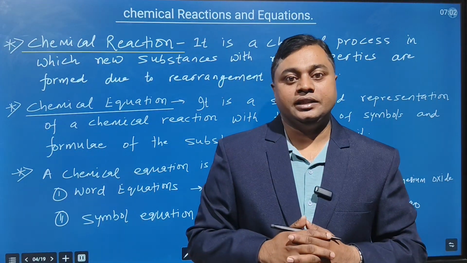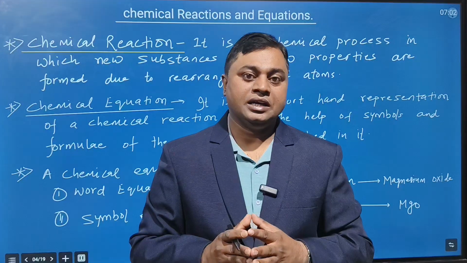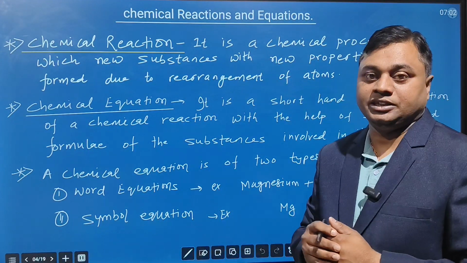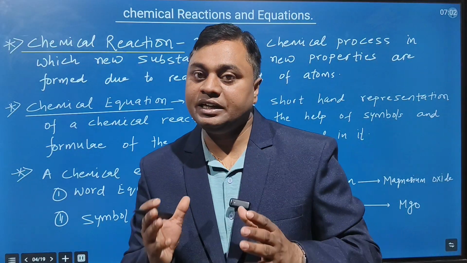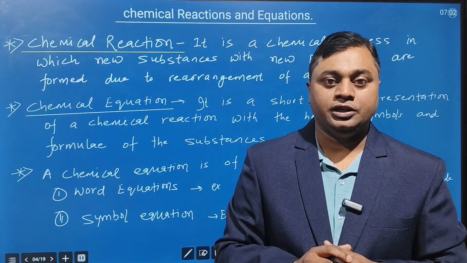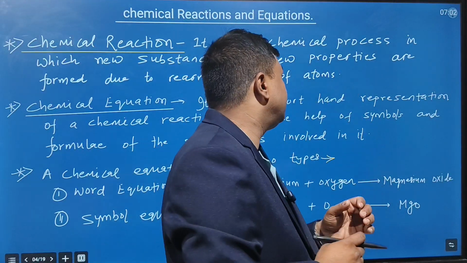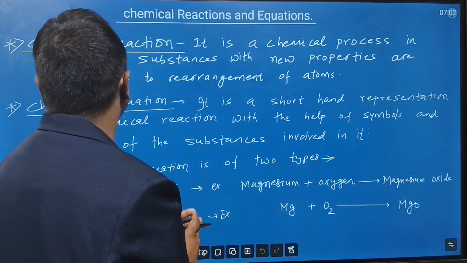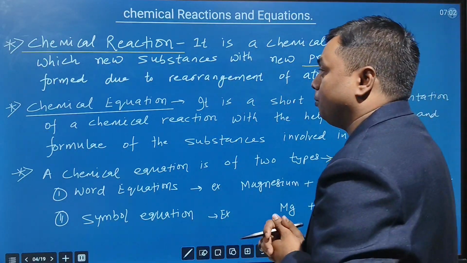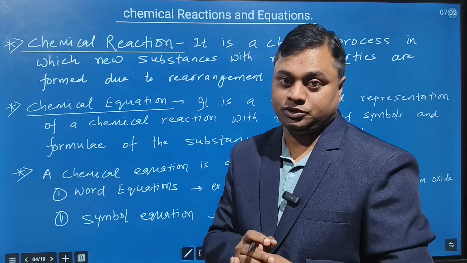Hello everyone. In this video, we are going to learn chemical reactions and equations. What do you mean by chemical reaction? Chemical reaction basically is a chemical change in which new substances are formed. Yes or no? The definition, you can see, is: it is a chemical process in which new substances with new properties are formed due to the rearrangement of atoms.